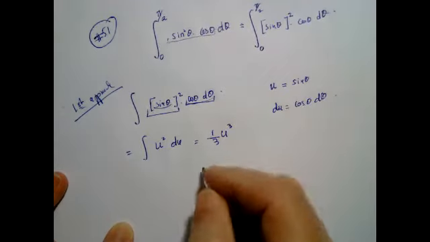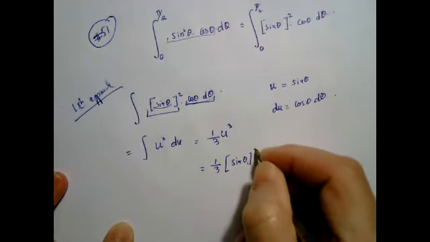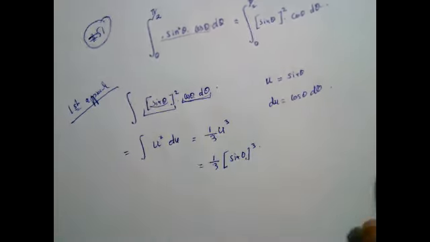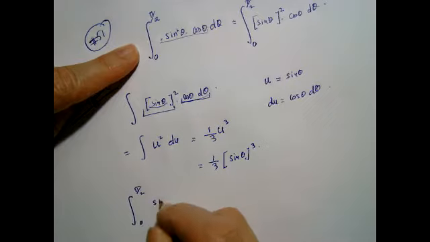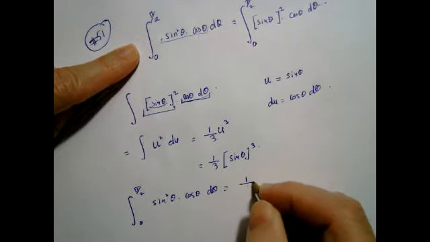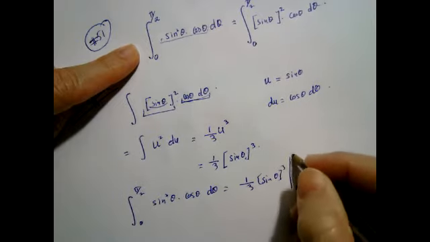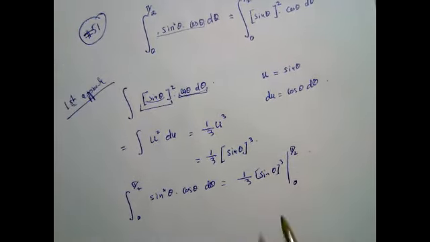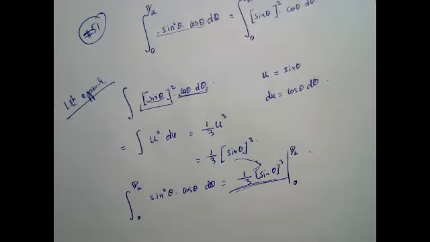I didn't change any limit. I have to go back to my original variable. But this is only the antiderivative. Now I want to go back to my definite integral, so equal, we evaluate this between 0 and pi over 2. I did not change the limit. I have to express everything in terms of theta again. So the rest is evaluate at the upper minus at the lower.